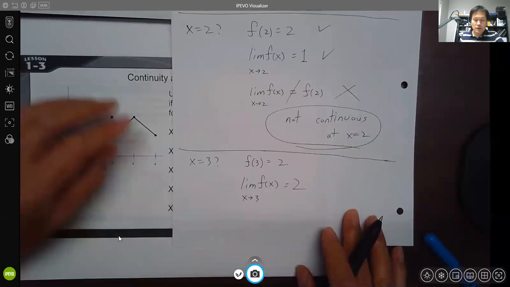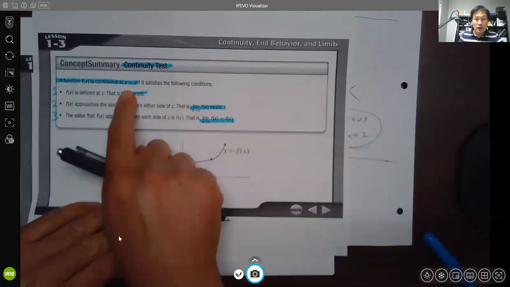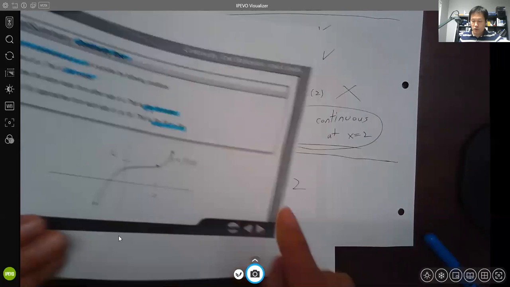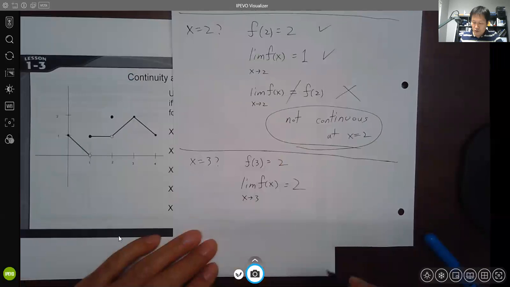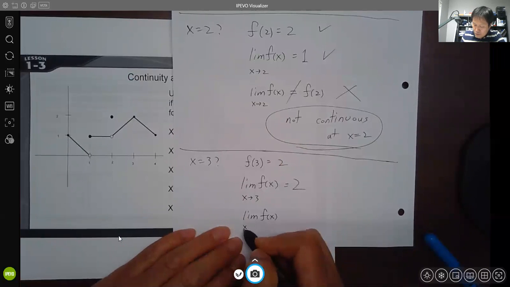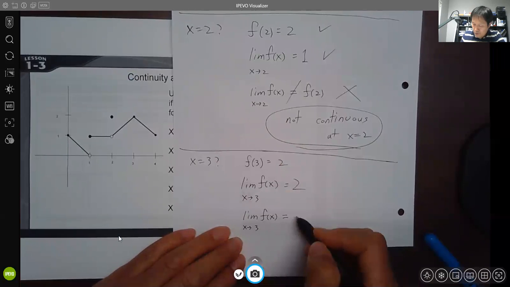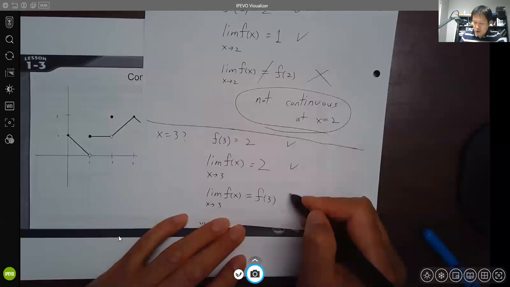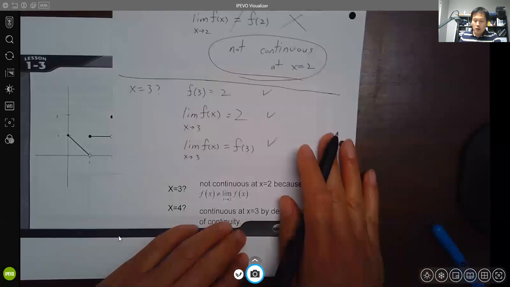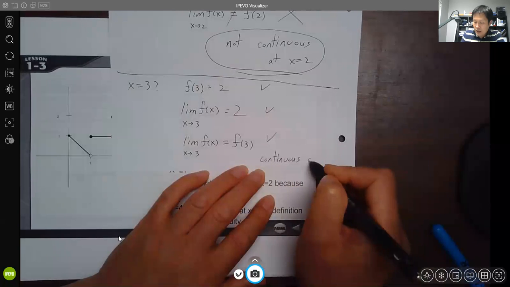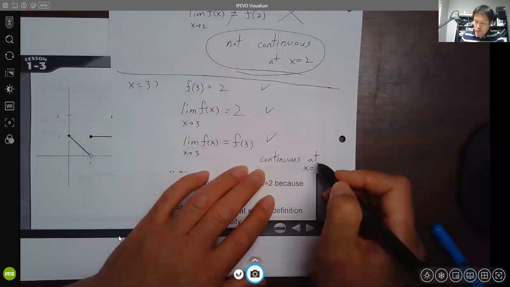Third condition is, are they matching each other? Limit value, function value, are they matching each other? Yes, they are matching, 2 and 2. So you say limit of f of x as x approaches 3, is that equal to function value f of 3? Yes. Check, check, check. And we say continuous at x equal to 3.